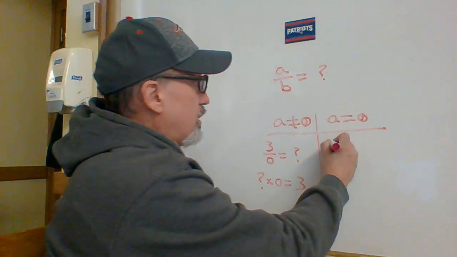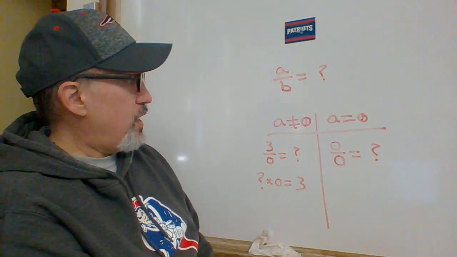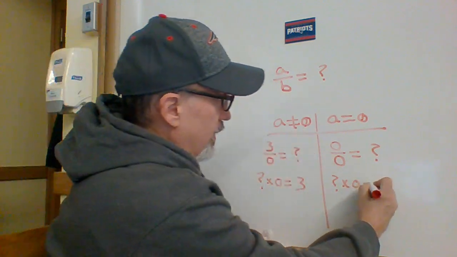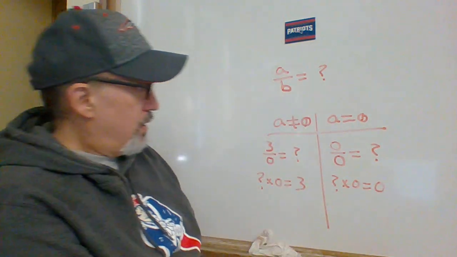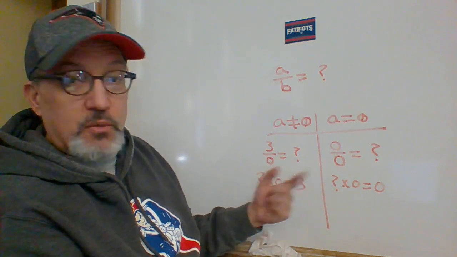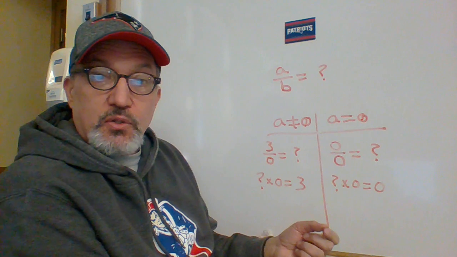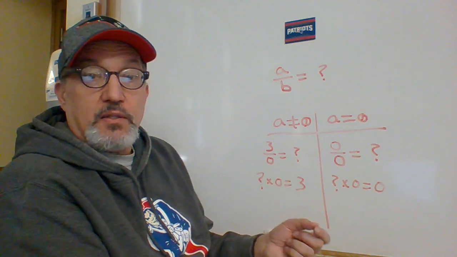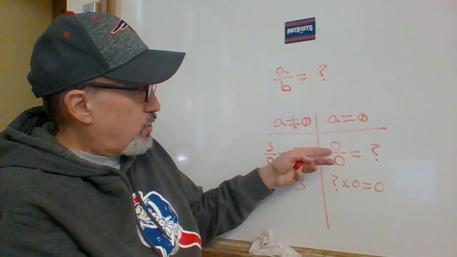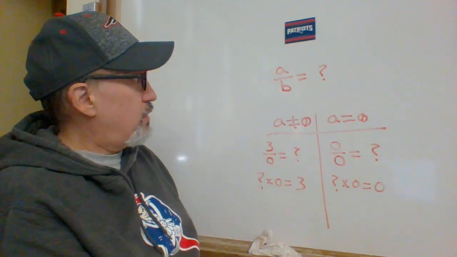The other case is where A is 0, and that's slightly different. We would say 0 over 0 equals question mark, times this 0 in the denominator would equal the 0 in the numerator. And then we look at that and we ask ourselves, what could that question mark be? And this time, that question mark could be any number whatsoever. Any number times 0 is 0. Mathematicians consider that situation to be unacceptable as well, to have a number that could be anything. So this is also undefined. It's undefined for a slightly different reason than 3 over 0, but it's still undefined.